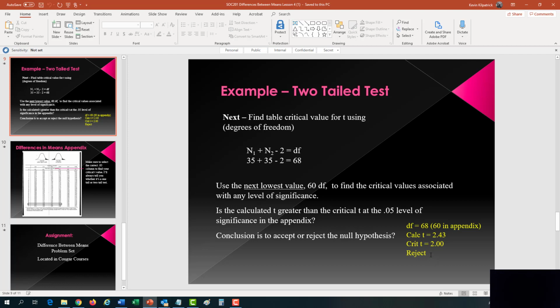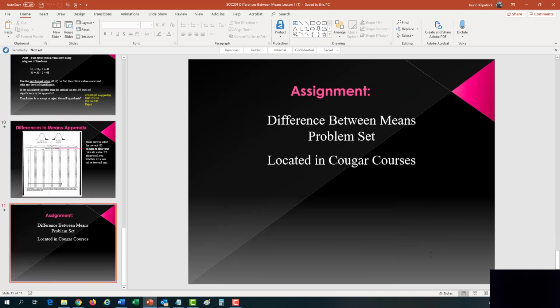Isn't that awesome? Aren't you just so glad you learned all of that? And what you're going to do is the problem set for differences between means, which is located in Cougar Courses, and I will be with you on the first problem. That'll be another video in this week in Cougar Courses. So come back and refer to this video to remember how to do these problems.